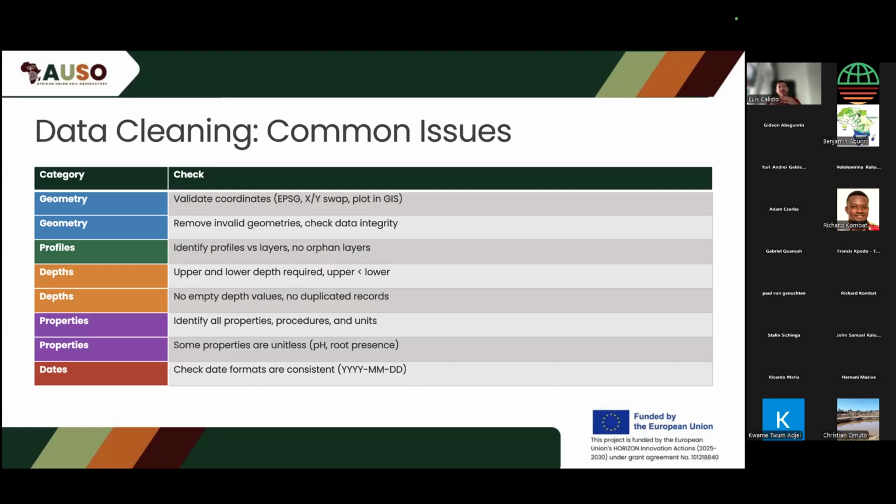I should not have duplicated records. I need to identify all the properties, procedures, and units. We already talked about it. It's important to understand that some properties can be unitless, and that's totally okay. For example, pH, root presence, yes or no, or depending on the classes. I can also have classes like land cover, for example, and in this case I don't have units. But I need to have a property and a procedure.